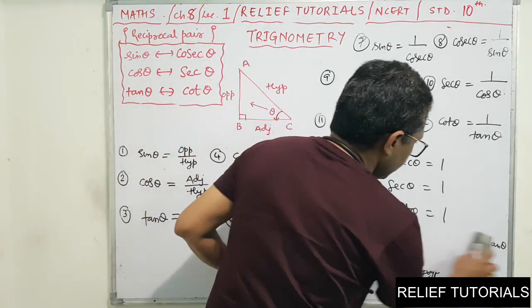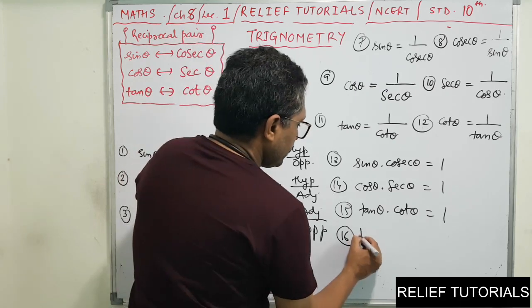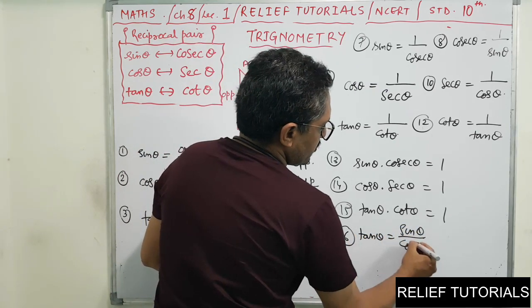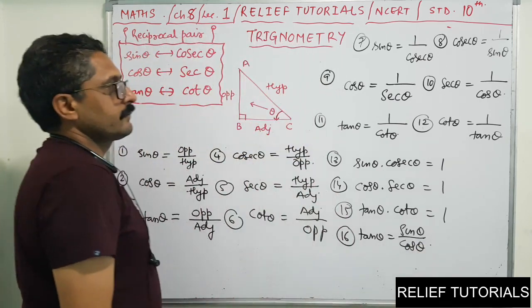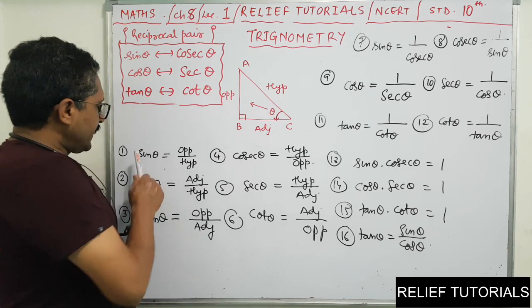So I can write here, 16. Tan theta is nothing but ratio of sin theta upon cos theta. Okay. So sin upon cos is tan.